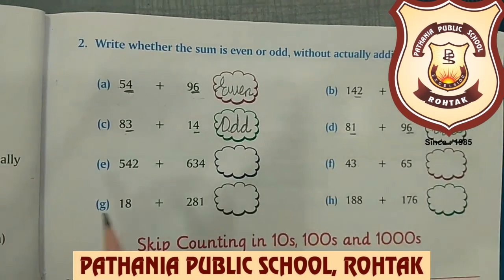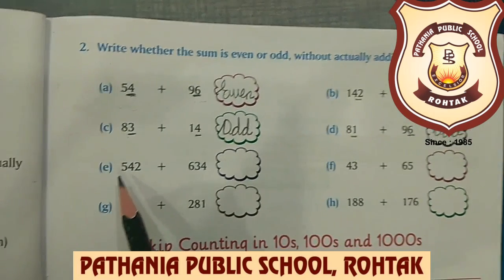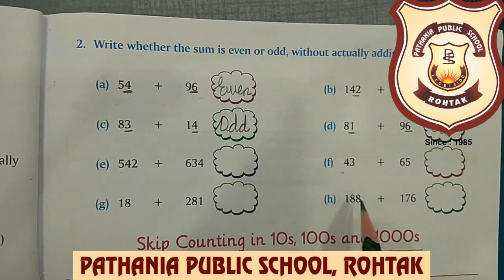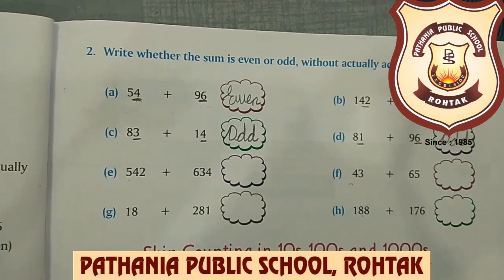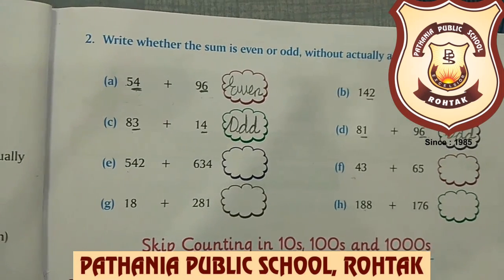Now in the same manner beta, you need to do parts E, F, G and H of question number 2 and complete exercise activity 6 in your book.